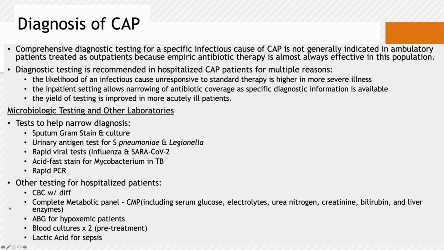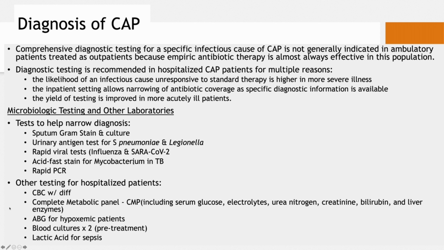Also, not often, usually we can differentiate without having to get this, but there are tests for tuberculosis, and they also have these rapid PCR tests that are done. They have a shotgun approach to all the different viruses and mycoplasma that can test for a bunch of different things all at once, and that uses a nasal wash or nasal swab.